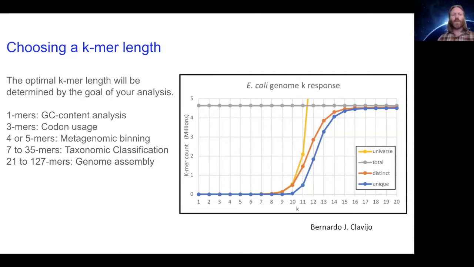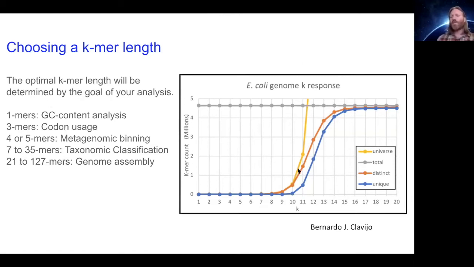And that's used for all kinds of genome comparisons because different genomes have naturally small variations in their GC content. If you go up to 3-mers, you can talk about codon usage. For metagenomic binning, people generally use 4 or 5-mers. For taxonomic classification, people generally use 7 to 35-mers. And for genome assembly, usually in the range of 21 to 127-mers, you'll see.